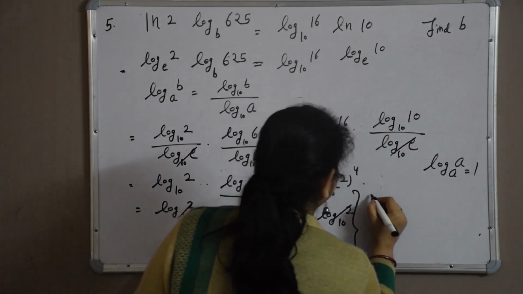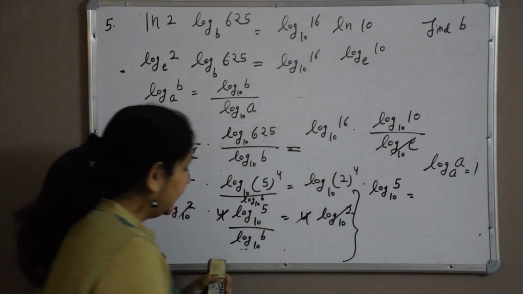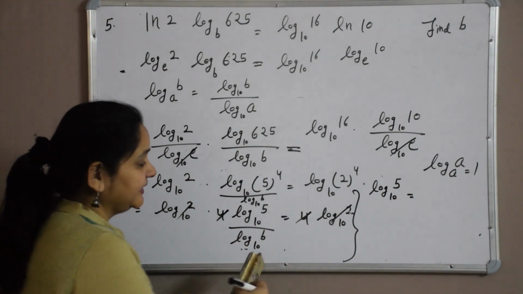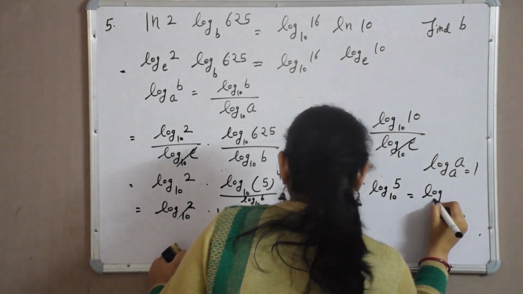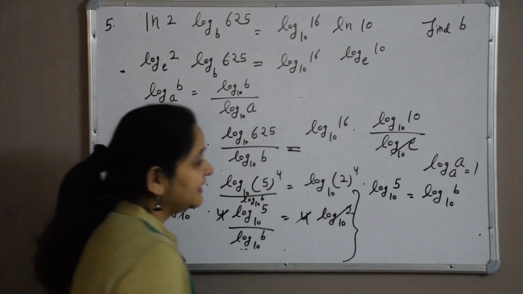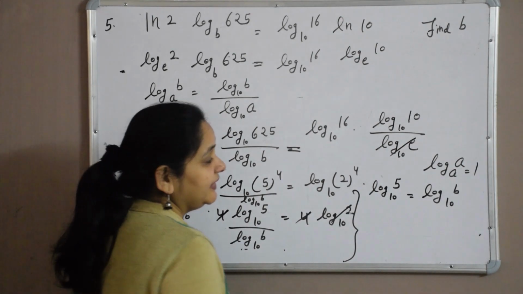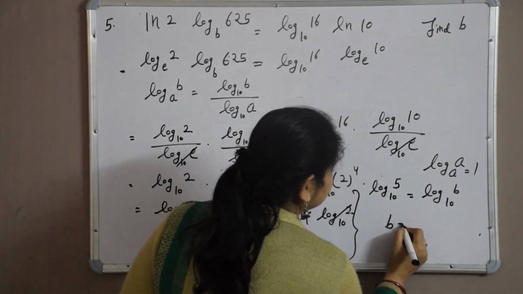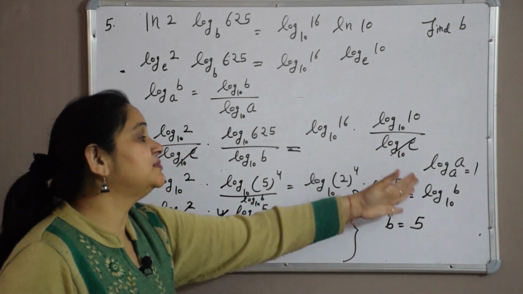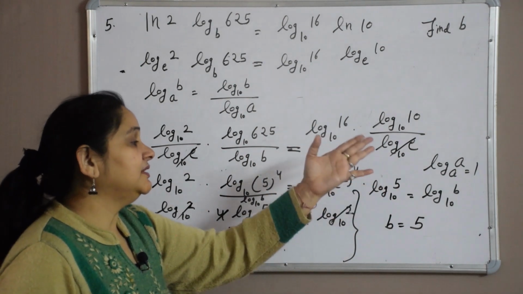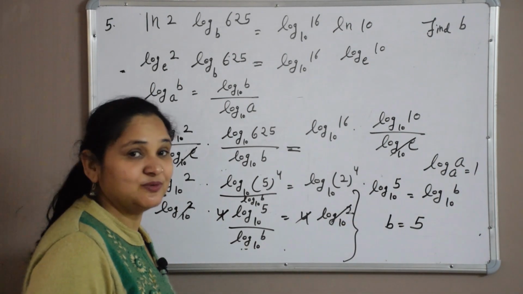We are left with log of 5 to the base 10 and log of b to the base 10, and when it goes to the right hand side, it will multiply with 1 and become log of b to the base 10. Now log of 5 to the base 10 equals log of b to the base 10. We can equate them very easily, and they have the same base, so there is no problem at all. We can directly say that b is equal to 5 here. Just by equating, we can equate whenever their bases are the same and we are taking the log of two numbers. We got b is equal to 5.